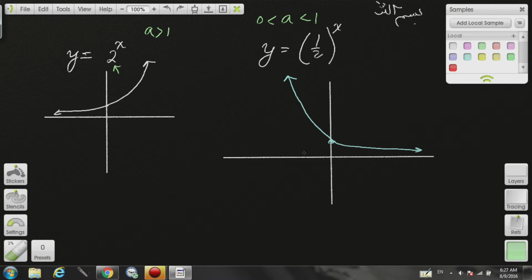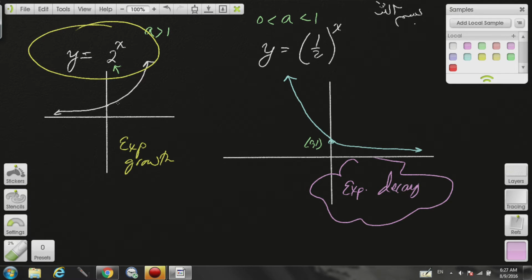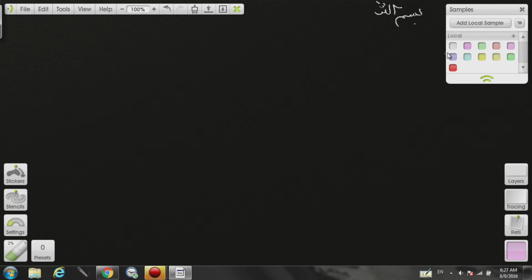Now, this function models exponential growth. If things are growing exponentially, they will be modeled by this function. And this function models exponential decay. For example, if bacteria are growing exponentially, they'll be modeled by this function. If the value of a certain house is depreciating exponentially, it will be modeled by this function. So the two parent equations y equals 2 to the x and y equals 1/2 to the x.